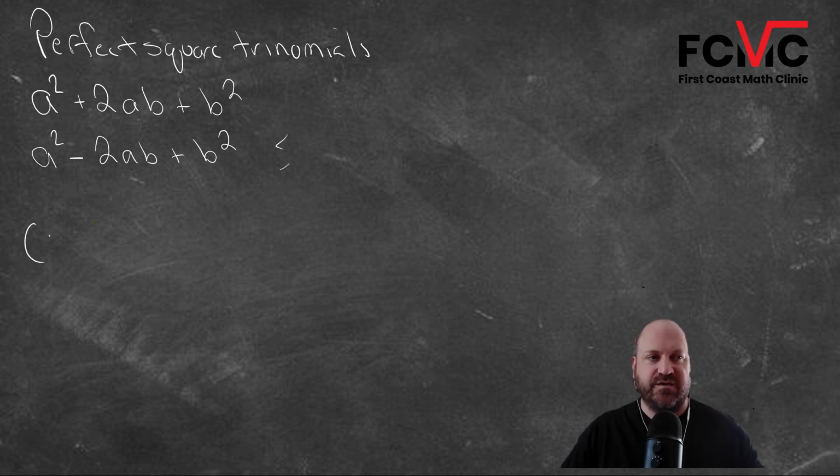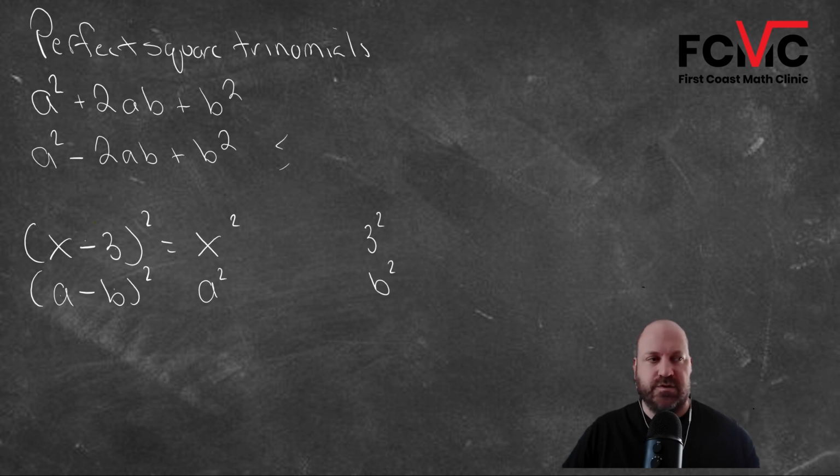So let's look at this example. Let's say we've got x minus 3 squared. So that's going to be our binomial. This binomial is in the form a minus b squared. So a is x and b is 3. Well, how do we square this? We know from our rules that when we square a binomial, we want to square the first term. So this is going to be x squared, or a squared. We're going to square the last term. So this is going to be b squared, or 3 squared. And the last term is positive.